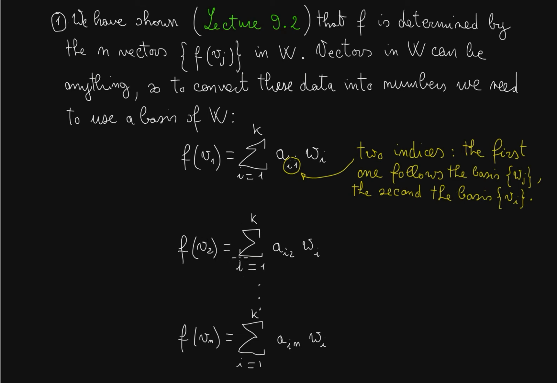The image of V2 will be something like the summation for i that goes from 1 to k of the Wi's, and according to the convention that we just adopted, the coefficients will be named a_i2, referring to the fact that we are looking at the image of V2. And we keep doing this for all the vectors in the domain until the last one, Vn, whose image will be a linear combination for i that goes from 1 to k of a_in Wi.